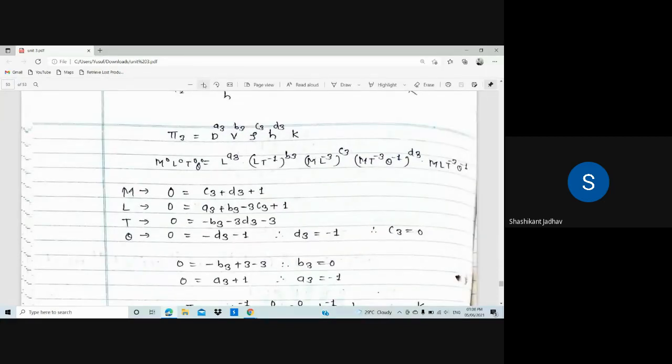Okay. So yesterday we calculated the value of pi 2. Then write down pi 3. So what is the equation for pi 3? Pi 3 is equal to d raised to a3, mu raised to b3, rho raised to c3, and h raised to d3 into k. Okay. So our aim is, first of all, to calculate the values of a3, b3, c3, and d3.